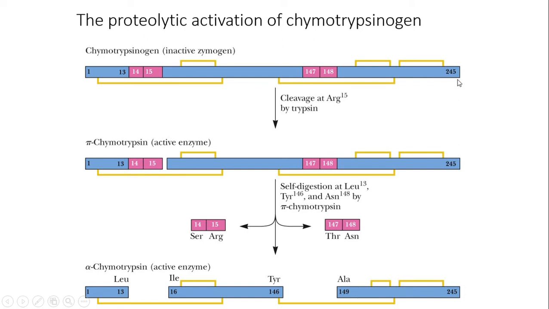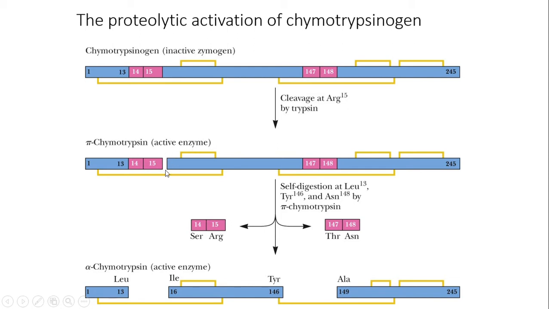It's 245 residues. It's cross-linked. These yellow lines are representing disulfide bonds within that zymogen. The protease trypsin cleaves this zymogen at arginine 15. Okay, so we see that here. So there's a cleavage. We're still being held together by disulfide bonds.